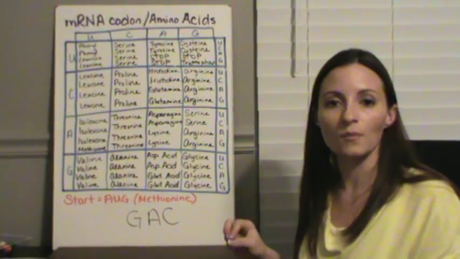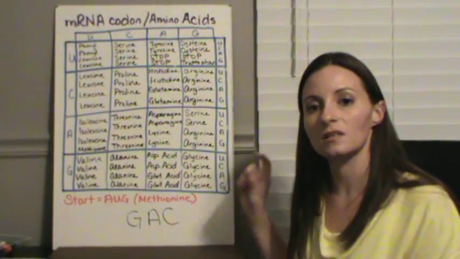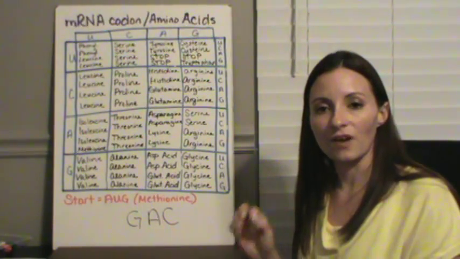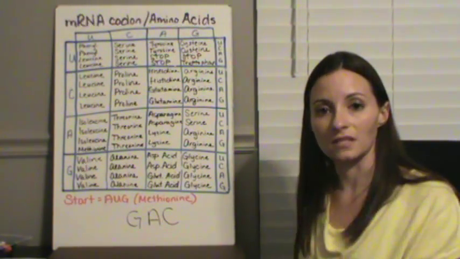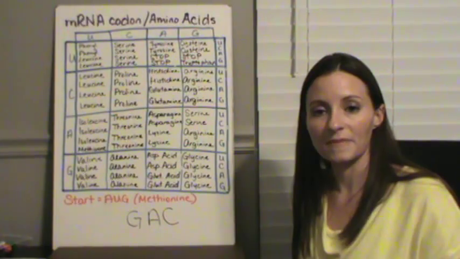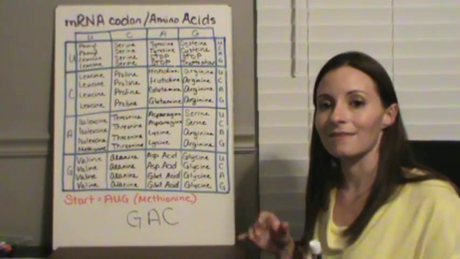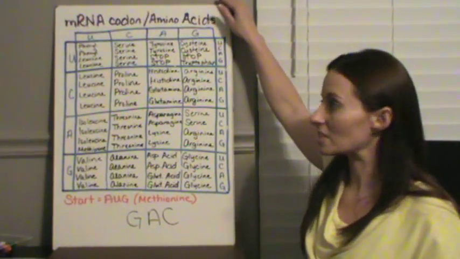So what's going to happen is when it reaches that, there's not going to be an amino acid attached to the tRNA, and the ribosome is going to know that it's time to release the amino acid chain. It's going to release that amino acid chain. Once it does that, then it's time for the genes to become expressed.